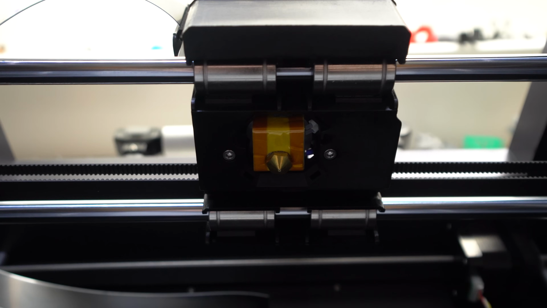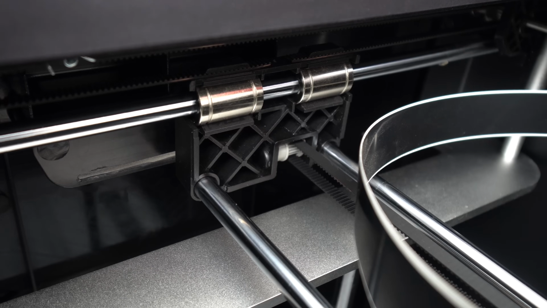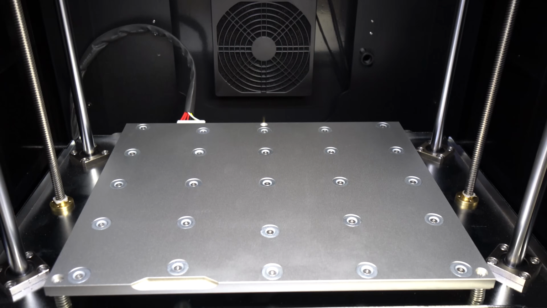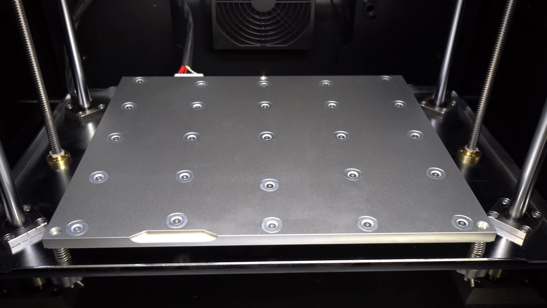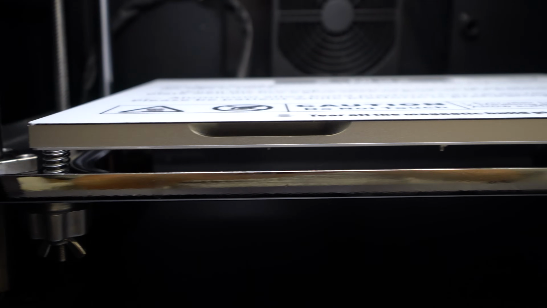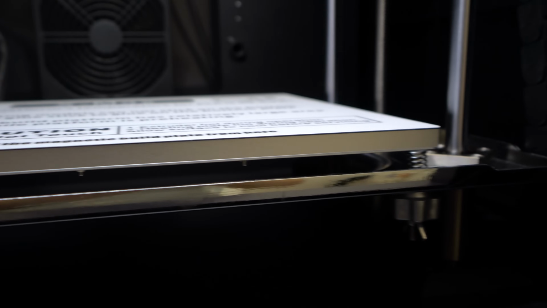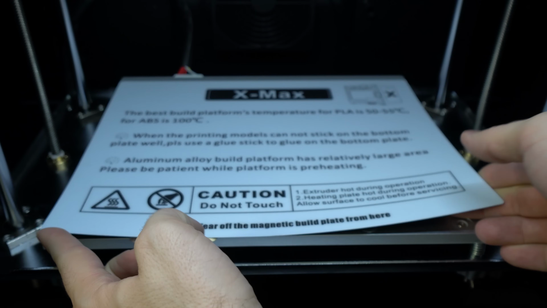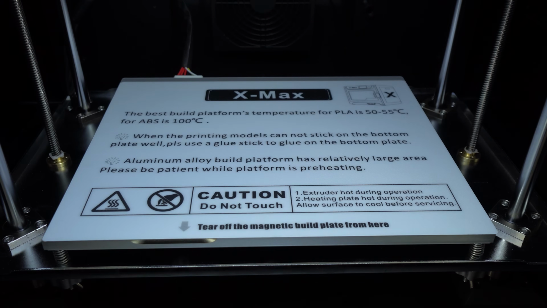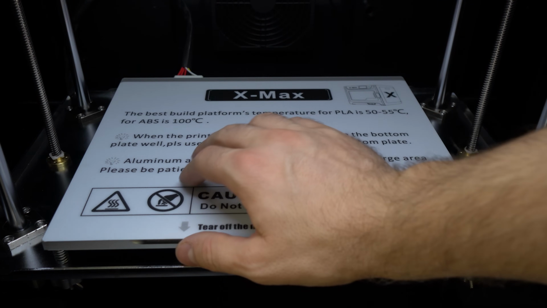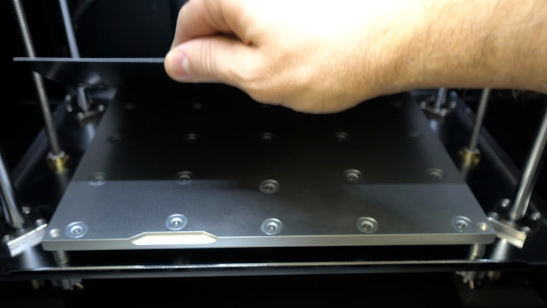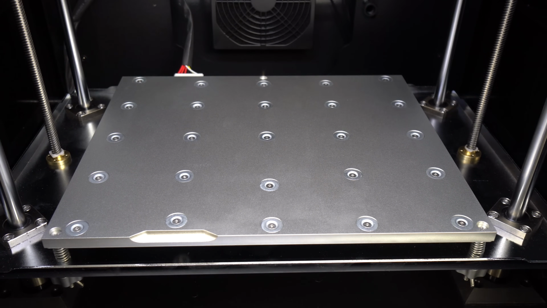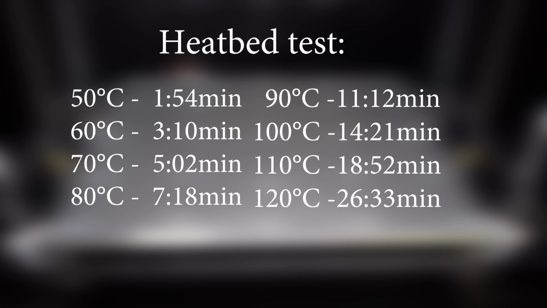The X and Y carriages are sliding on 10mm steel rods, and what is even more impressive is that the X-Max has a heated bed which is made of a whopping 10mm thick aluminum plate, which I have never seen before on a desktop 3D printer. This robust heated bed is packed with high temperature tolerant magnets which hold the steel build plate very strongly in place. Once you level the X-Max once, you don't need to think about it for a very long time. Also, the heatbed warms up reasonably fast, considering how thick it actually is. Here is the list of time intervals.